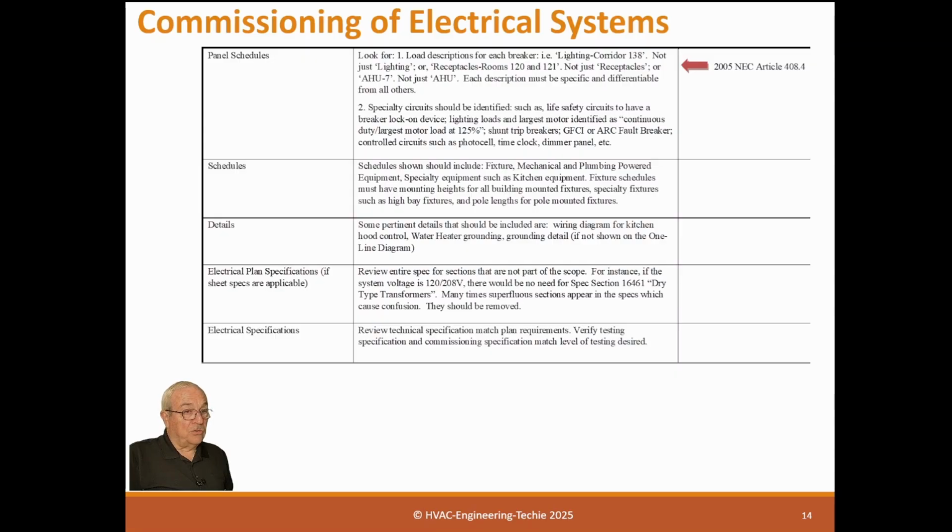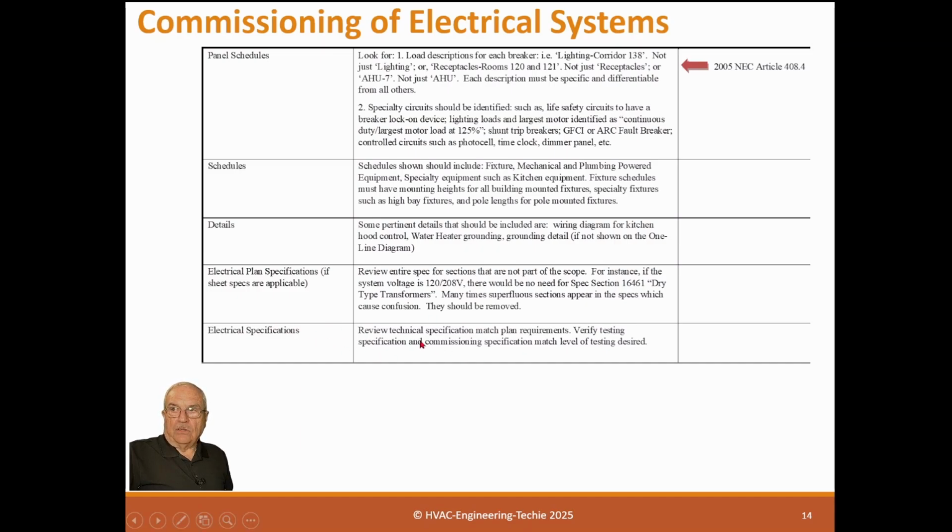For instance, HVAC controls need 120 volt power. Well, those should be identified on a mechanical plan so the electrical designer knows he needs a circuit to feed that control panel at that location. And if those aren't provided to him, he can't do that, so it needs to happen.